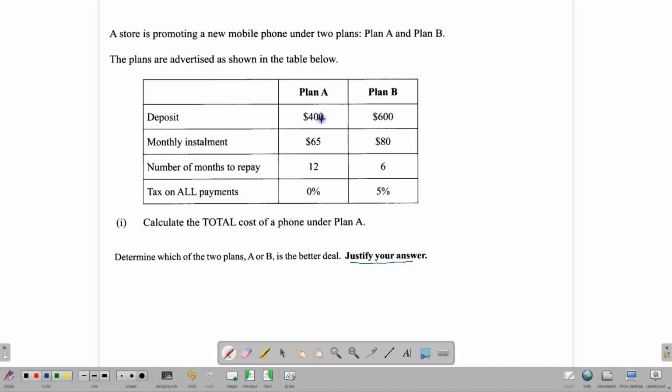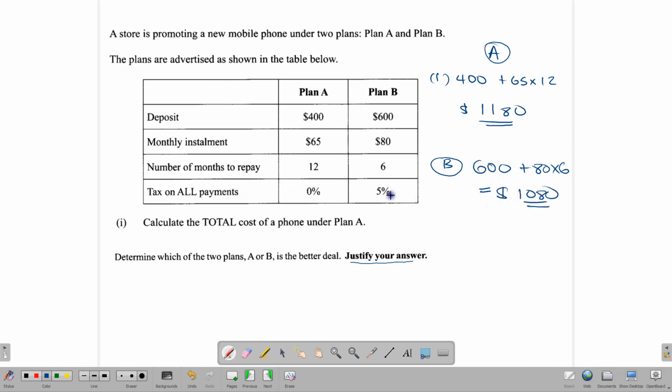So let's work out the cost of Plan A. On the Plan A, it would be $400 deposit plus monthly installment of $65 times 12 months. And that gives us a total of $1,180. So this is Plan A. Now let's talk about Plan B. Under Plan B, we pay $600 down and $80 for 6 months. That gives us $1,080.